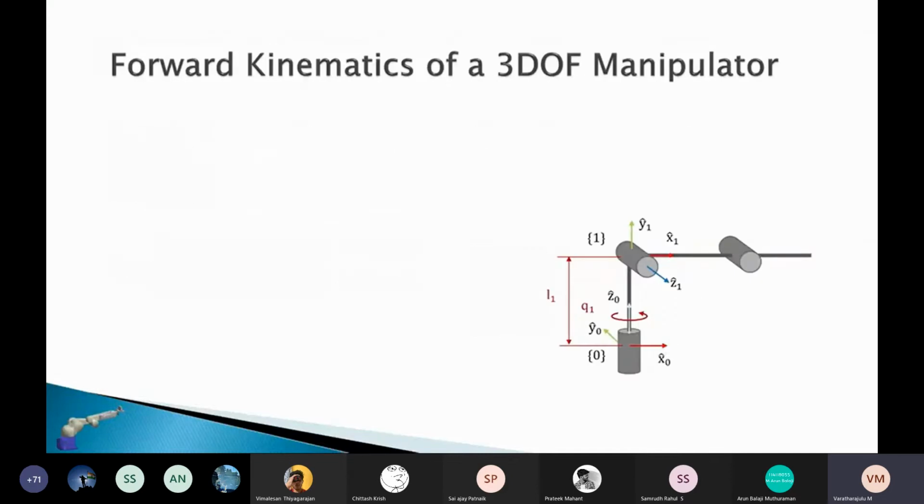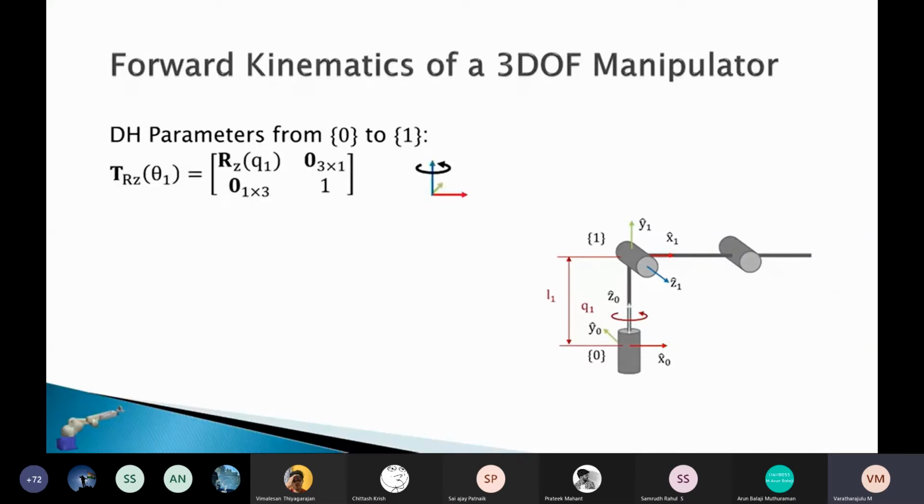So let's return to our 3-DOF manipulator that we looked at for the forward kinematics in the previous lecture. The DH parameters from frame 0 to 1 are first given by a rotation about the z-axis by Q1. So this is our variable Q1 for this joint, and we're rotating about the z-axis. Our first transform will be given by this matrix here. And then we want to move up the z-axis. So to get to the next frame, we have to move up by L1, the distance of this link length here.